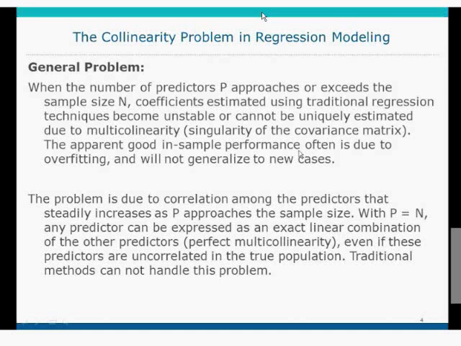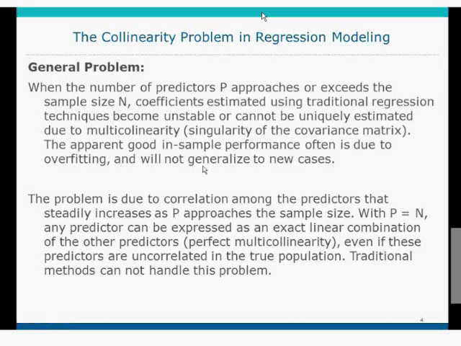Now, often we get very high R-squared, but that indicates good in-sample prediction. But since that's often due to overfitting, it will not generalize to new cases. So if you try to take that model and apply it to new cases, it doesn't validate. The R-squared goes way down. And the problem is due to correlation among the predictors that steadily increases as P approaches the sample size.